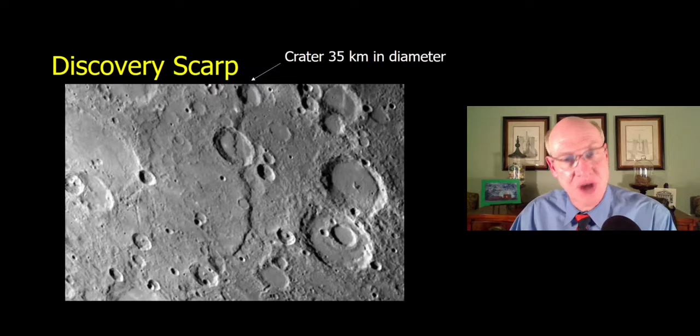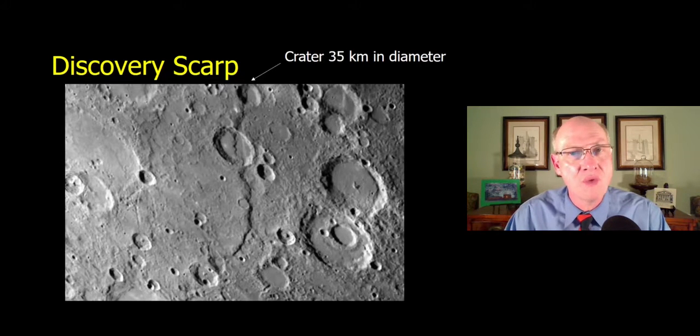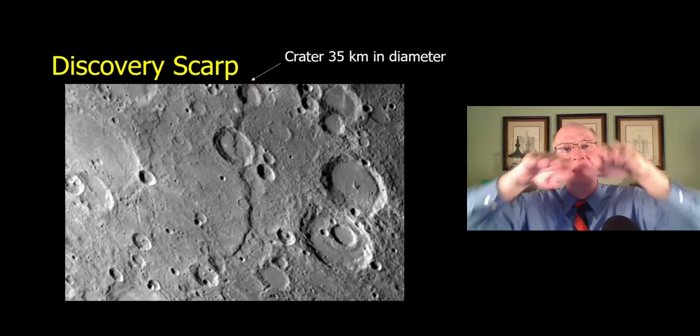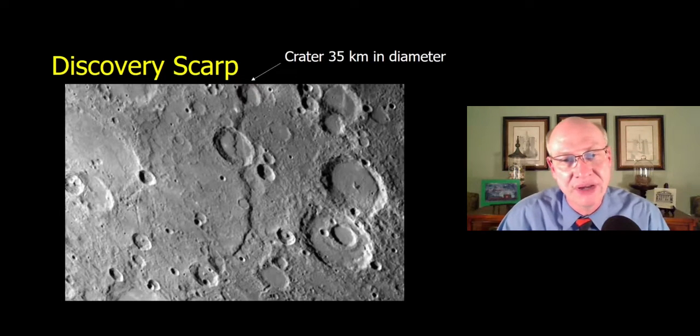Mercury also has scarps. These scarps are evidence that Mercury has cooled off over time and that the surface of Mercury has actually shrunk a little bit. And this scarp, called Discovery Scarp, you can see running across the middle of the field of view here. It is a place where the rocks have broken and slid on top of one another. You'll notice that crater there up at the top that's 35 kilometers in diameter.